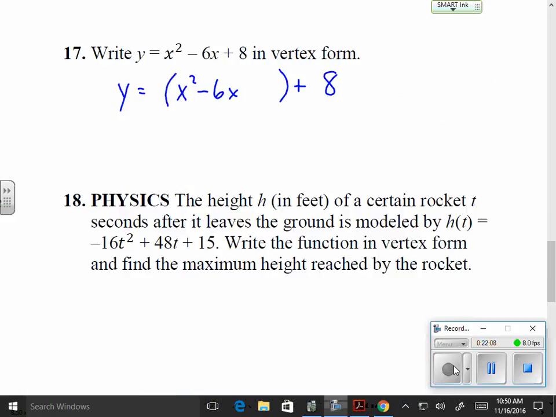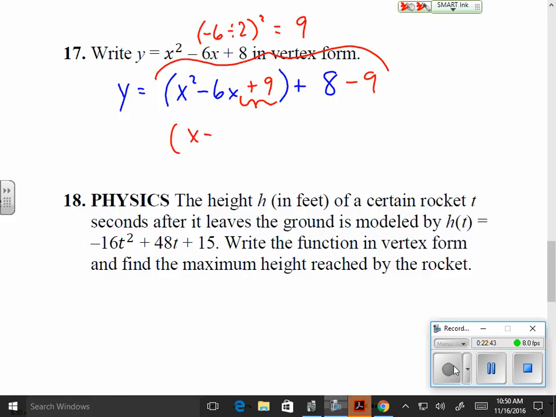I'm going to write this in vertex form on number 17. I'm going to separate out the x squared minus 6x. I need to figure out what amount I need to have inside the parentheses in order to make that a perfect square trinomial. So I take the -6, cut it in half, square it. That'll be -3 squared, which would be 9. So I need to add 9, but I also need to subtract 9. I'm on the same side of the equation, so I have to keep it balanced. Whatever I add, I also have to take away that same amount to keep it equal. But that breaks up into x minus 3 squared minus 1.